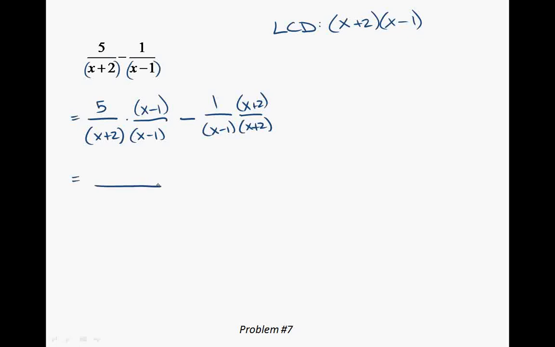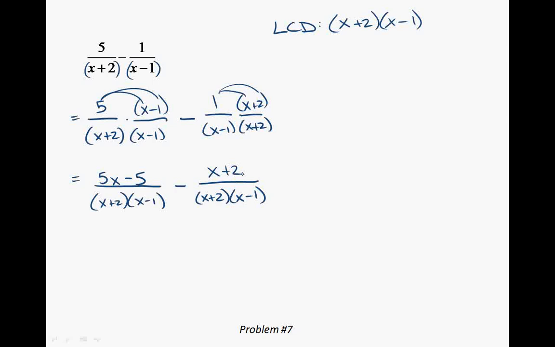So I'm going to leave the first denominator as x plus 2 times x minus 1, and then I'm going to expand the numerator. So I'll distribute 5 to both x and negative 1, which will give me 5x minus 5. The second fraction, I'm leaving the denominator in factored form. In fact, I just switched my factors so that they would be consistent with the two fractions. And then when I distribute 1 to x and 2, that just gives me x plus 2. Okay, so now I've expanded my numerators. Now I need to combine everything.